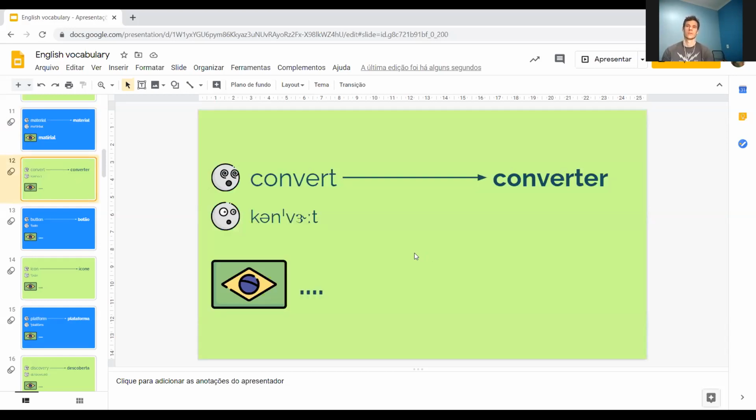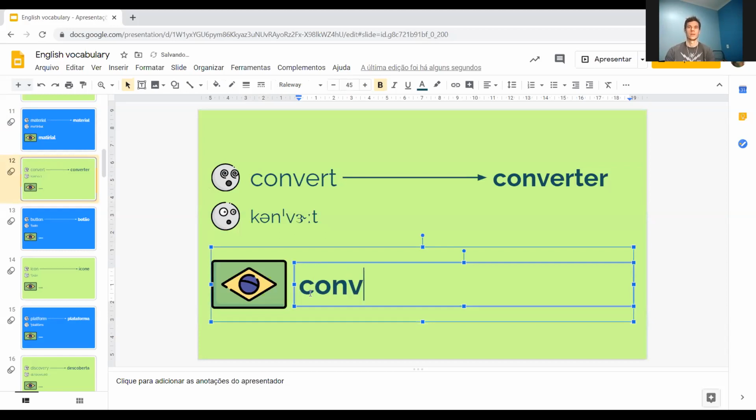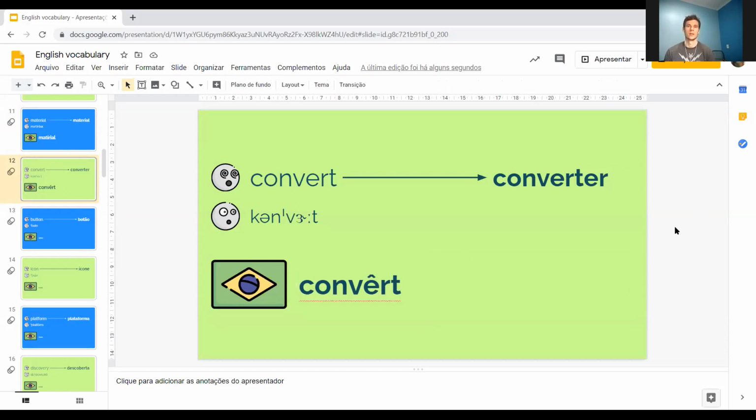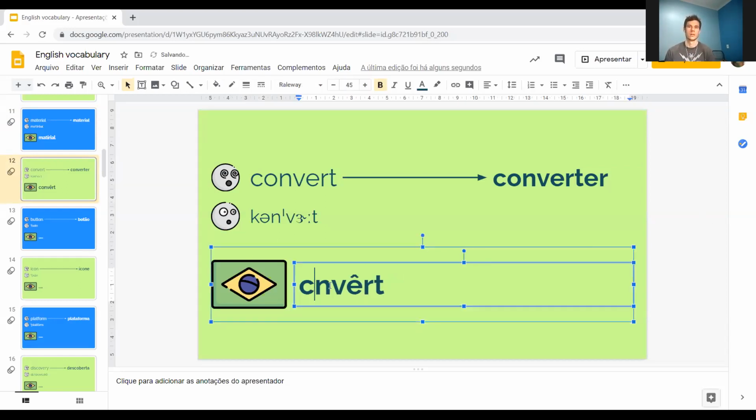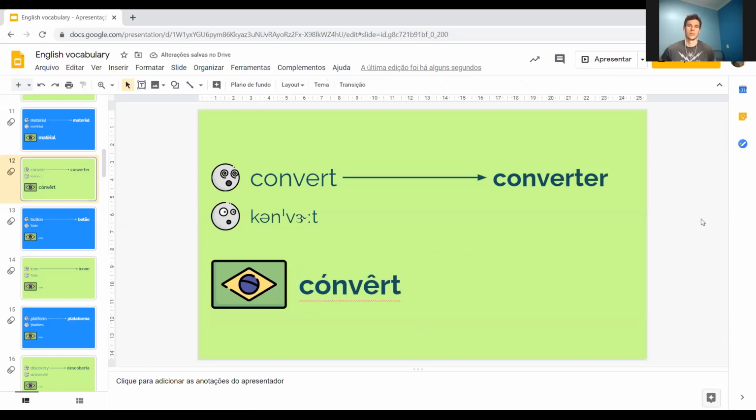I would say convert. Yeah, that's right. Now, I wouldn't say the O like a proper O. I would say it like "convert." Oh, convert. Okay. And the T, we're not going to pronounce it in American English. Convert. Right.